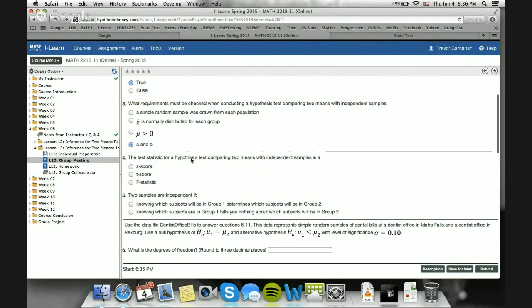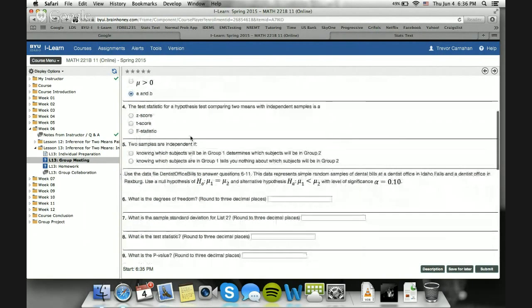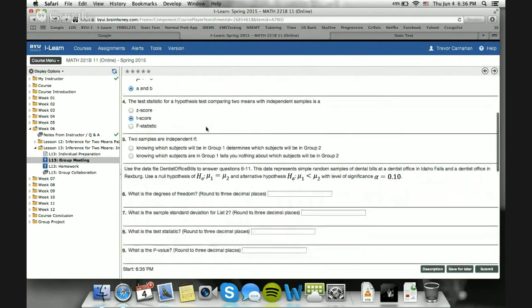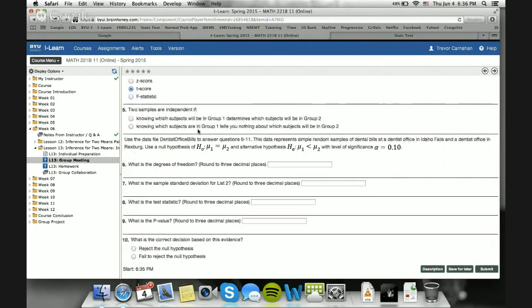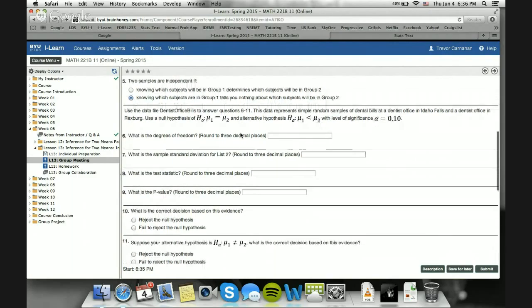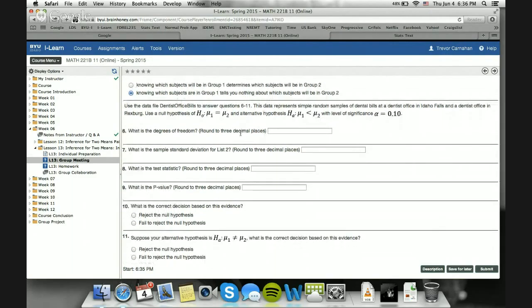Then 4, the test statistic for a hypothesis test comparing two means with independent samples is a t-score, which is what it was all about this time. Yeah. Two samples are independent if knowing, it's the second one, knowing which subjects are in group 1 tells you nothing about which subjects will be in group 2.